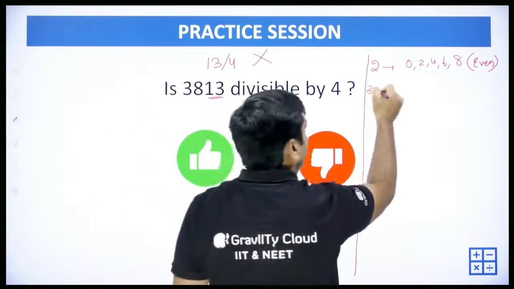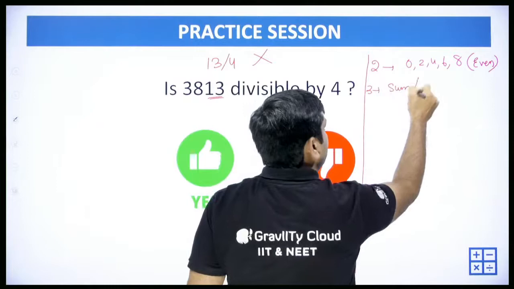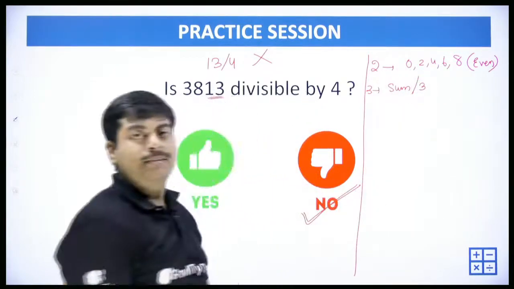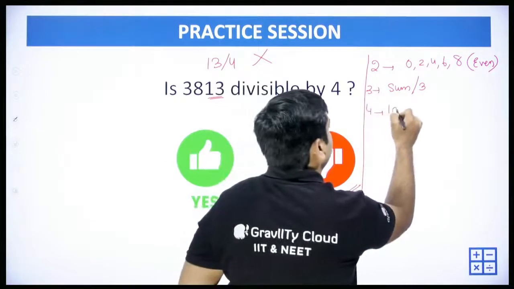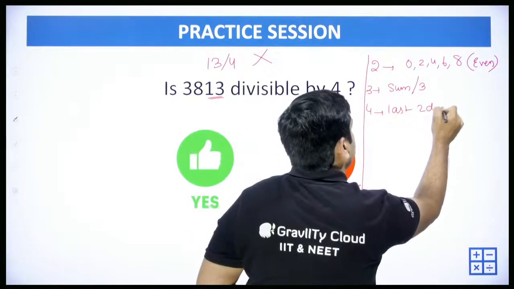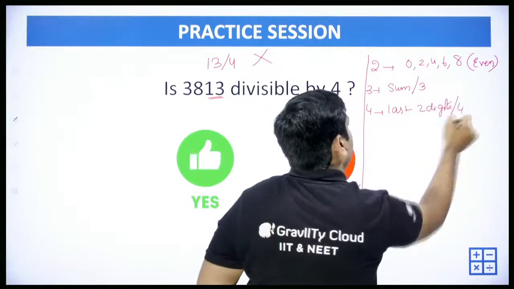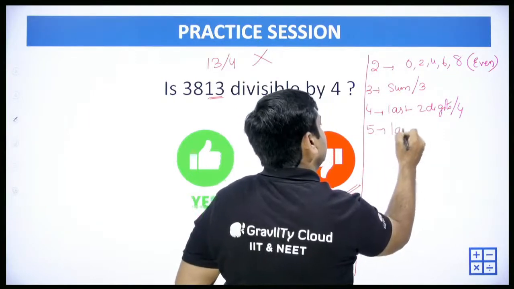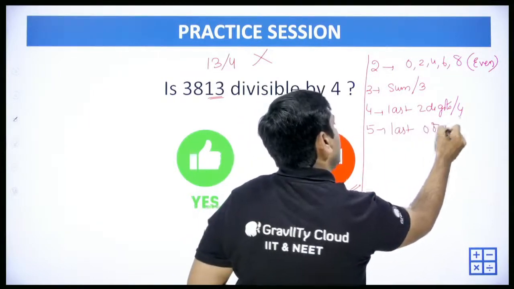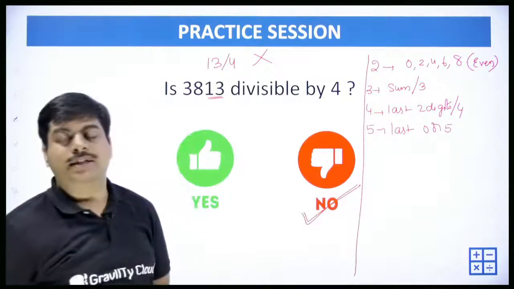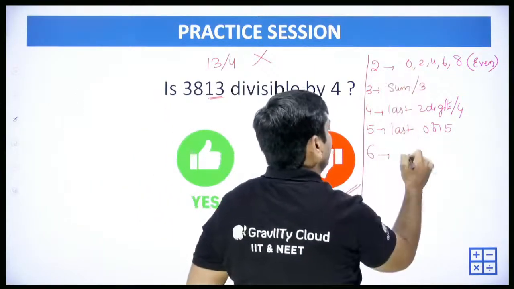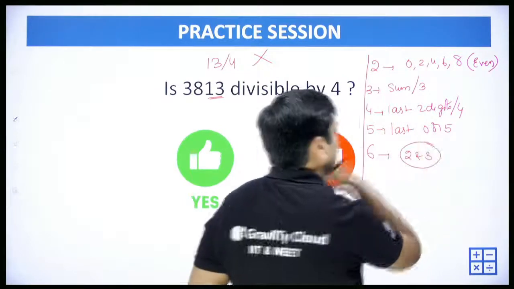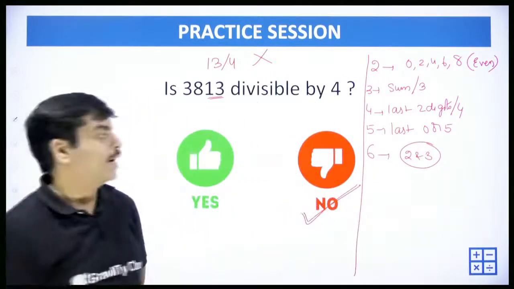For number 3, the sum of the digits should be divisible by 3. For 4, the last 2 digits should be divisible by 4. For 5, the last digit should be 0 or 5. For number 6, it should be even, and the rules for 2 and 3 should be satisfied.